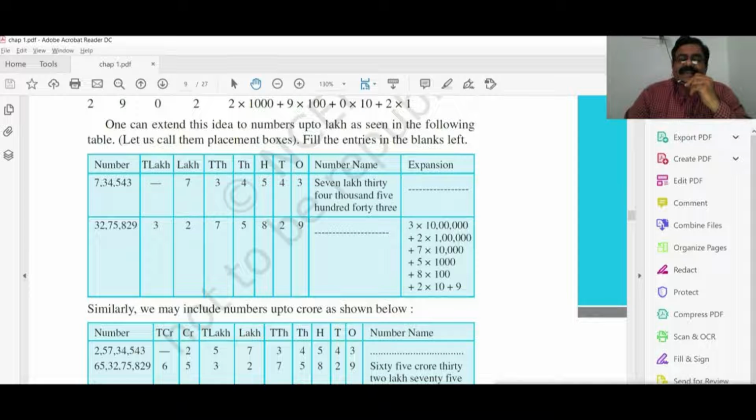32,75,829. In expansion also you can write this number: 3 into 1,000,000 or rather, 3 into 10 lakhs and so on, that is 3 into 1 and 60, after that 2 into 50 plus 7 into 40 plus 5 into 30 plus 8 into 20 plus 2 into 10 plus 9. This is the expansion or expanded form of the number.